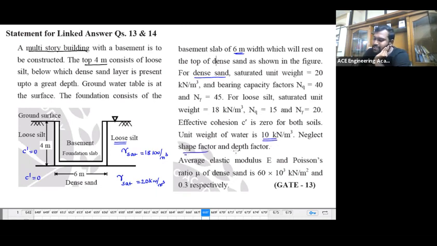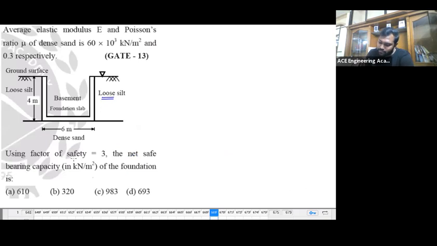So I don't need to consider the shape factor and depth factor, which means we are taking plain Terzaghi. I have already mentioned what Nq and Nγ are. Now the average elastic modulus E and Poisson's ratio are given, keep them aside. What I am asking here is, using factor of safety of 3, the net safe bearing capacity of the foundation. So question number 1, the net safe bearing capacity of the foundation. This is the question.